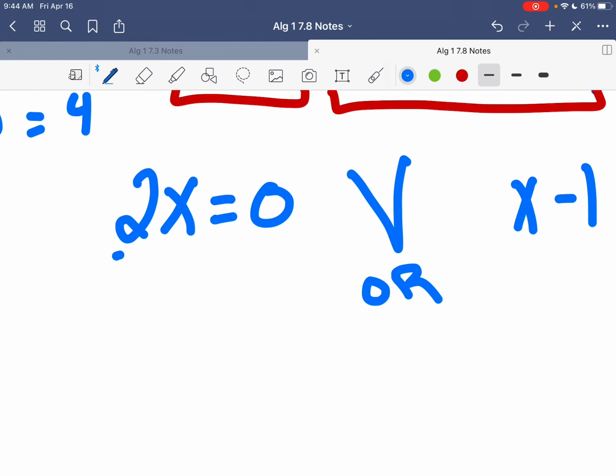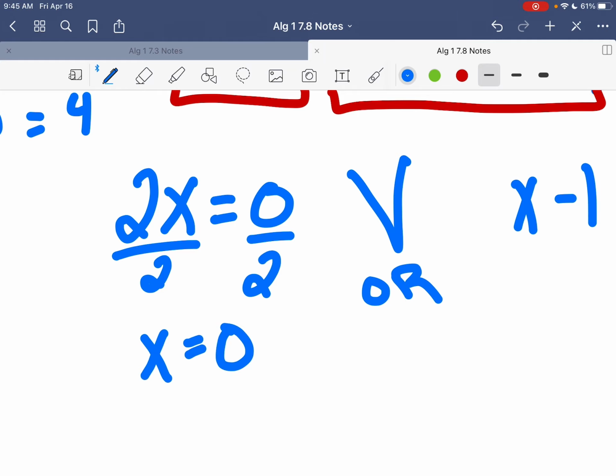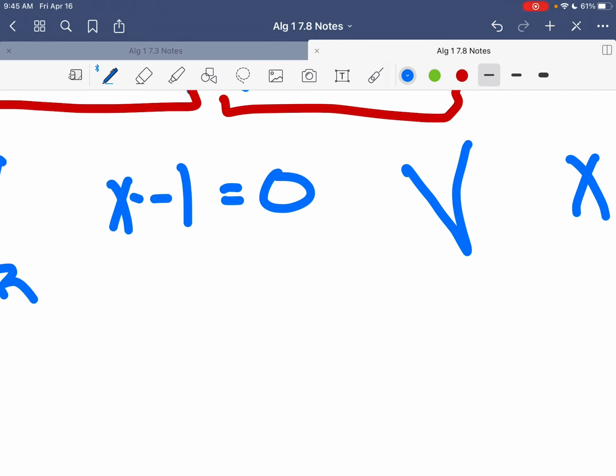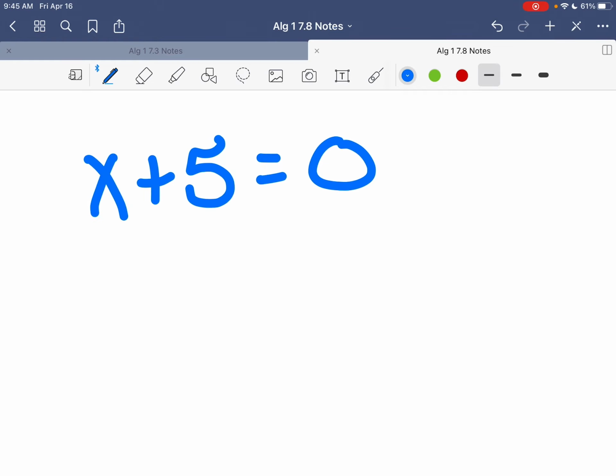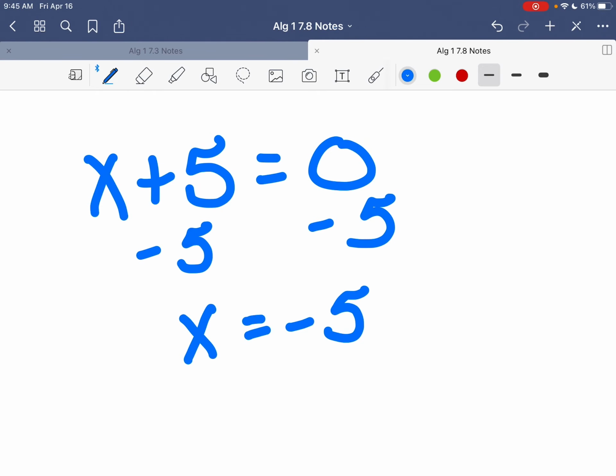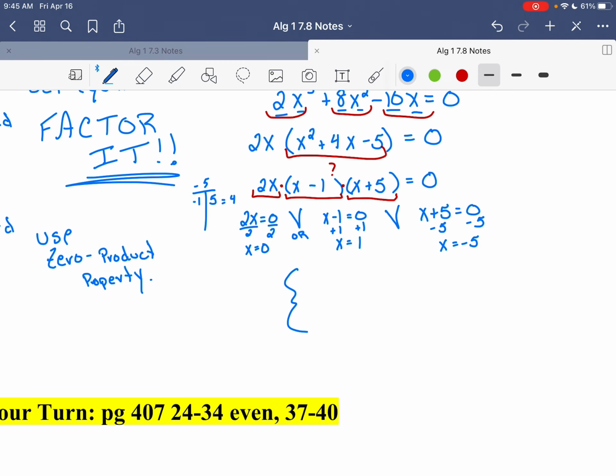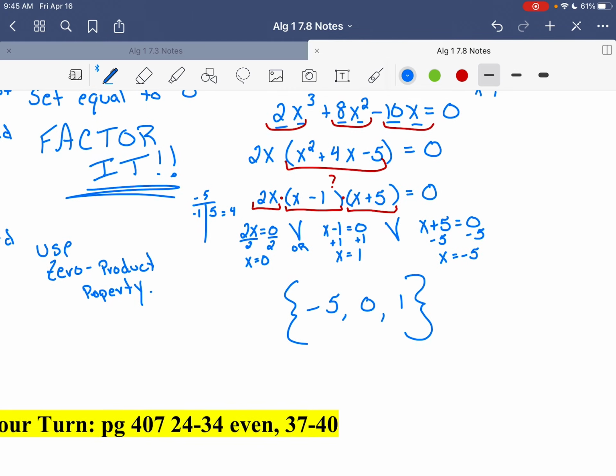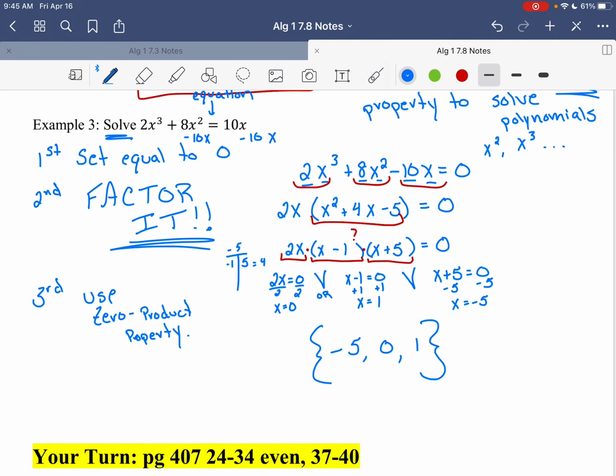I deal with this little guy. I'll have to divide it by 2 to solve it. x equals 0 divided by 2 is 0. Got one of the solutions. Now I try this one. I'm going to have to add 1 to both sides to solve it. x equals 1. Move over to here. Subtract 5. x equals negative 5. So my solutions, the solutions that we normally do least to greatest, negative 5, then 0, then 1. This equation has 3 solutions. And I can check it.